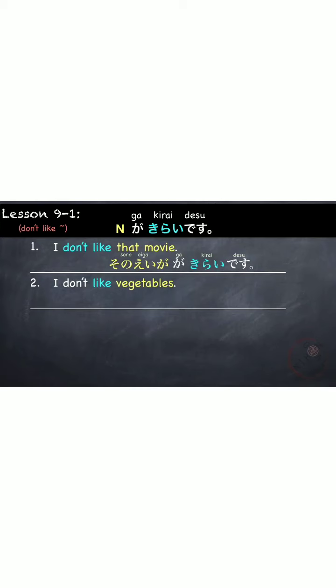Vegetables is 野菜 followed by the particle が, don't like 好きじゃありません。You can also use the negative form of 好き, which is adding じゃありません。野菜が好きじゃありません。Using 好きじゃありません is less intense than 嫌い。嫌い is more like hate. So if you eat it but you're not really a fan of it, you can say 野菜が好きじゃありません。I don't like vegetables.